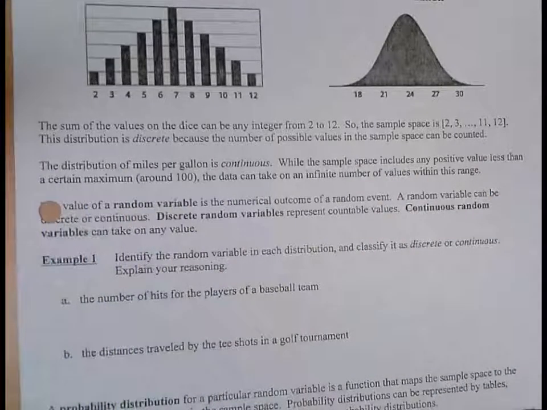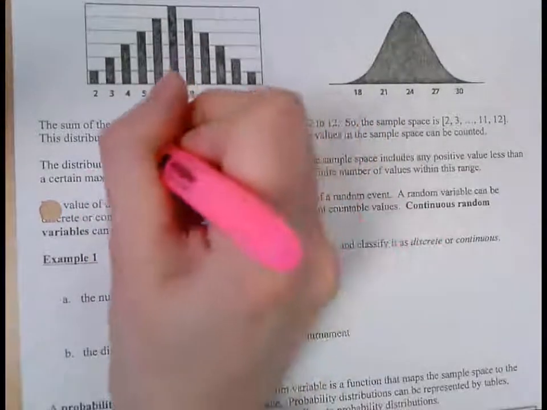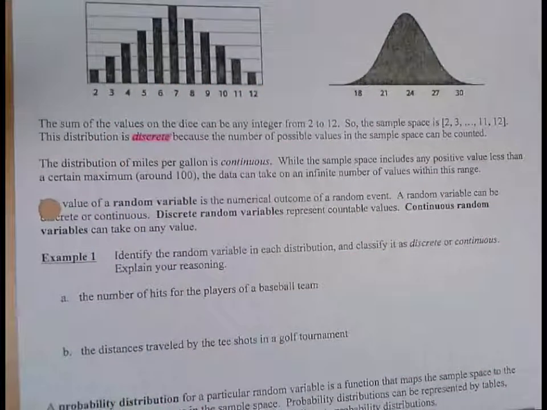This distribution is discrete because the number of possible values in the sample space can be counted. There's a limited number of values in the sample space. It's only the whole numbers between 2 and 12.